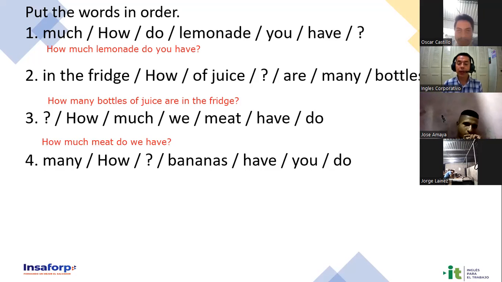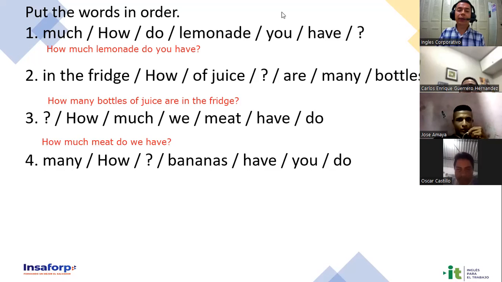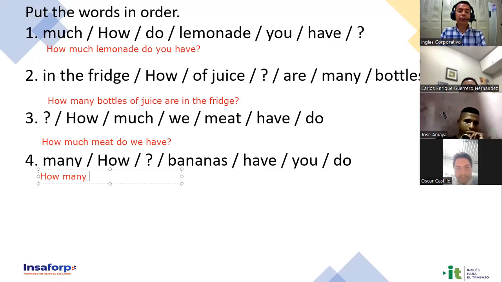Enrique, how many bananas do you have? Okay, give me a second here. Look at this. Enrique, look. How many bananas? How much do you have? Let's think, right? Analicemos. Enrique, no me le soplen todavía, Enrique. Déjeme un ratito que piense. Okay, please. Okay, how much lemonade?